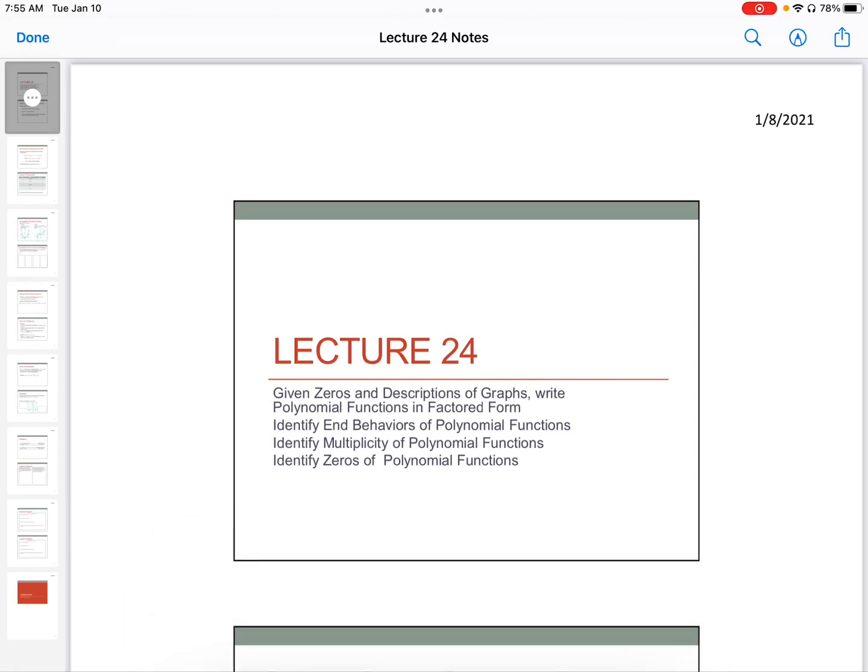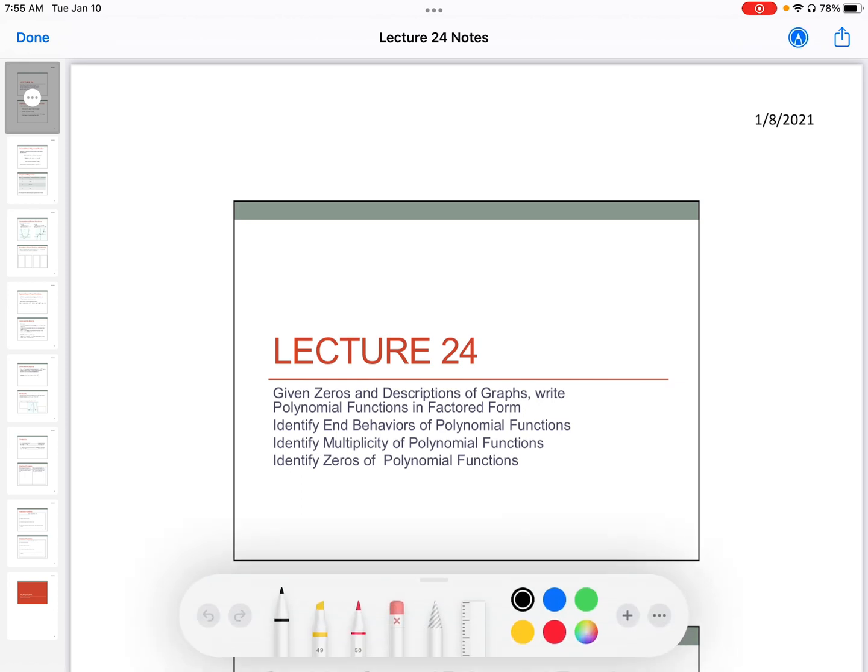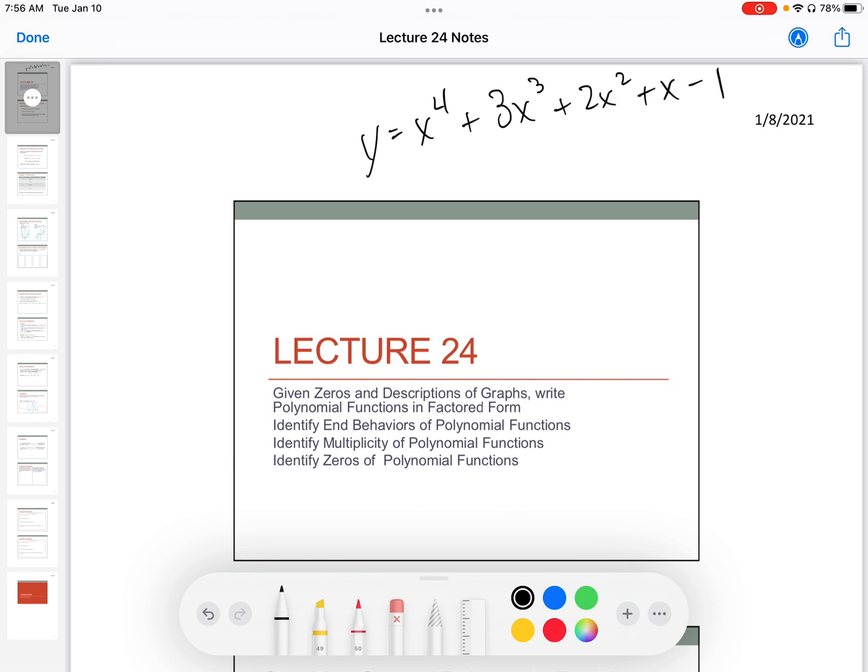Okay, starting out with our lecture 24. We are basically going to be looking at general polynomials, and we've talked about polynomials before, but a general polynomial will be like y equals x to the fourth plus 3x cubed plus 2x squared plus x minus 1. And we are going to be learning, based on this function, if it crosses at x-intercepts or if it touches at x-intercepts. And we're also going to be learning what the end behaviors of this function look like.